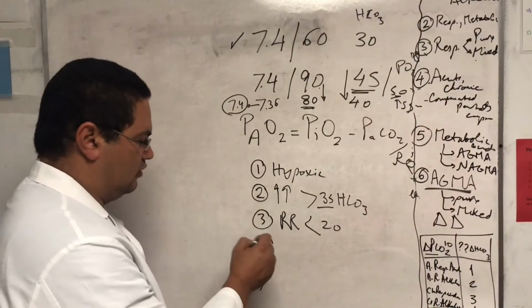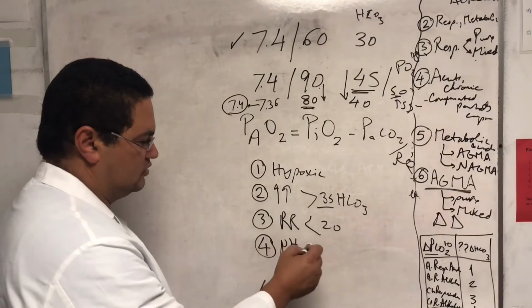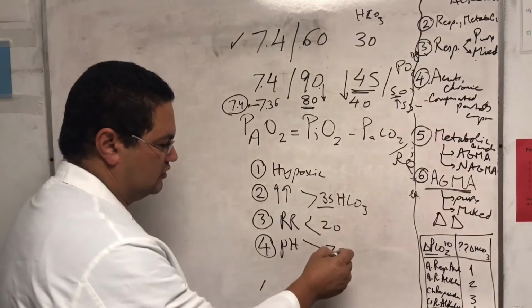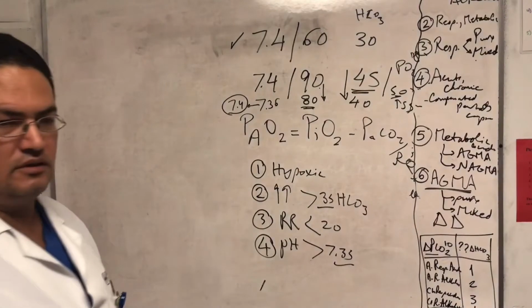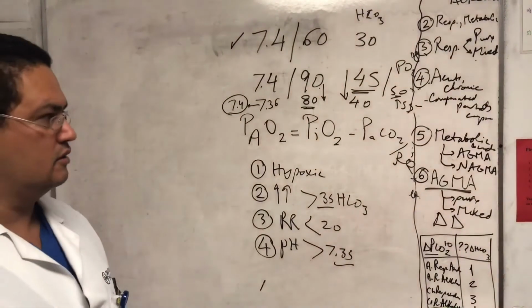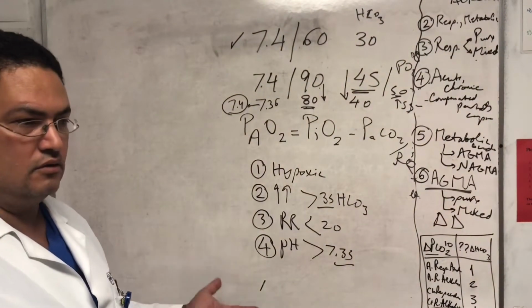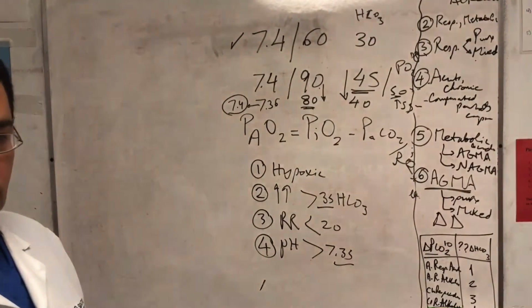And then number 4, the pH has to be more than 7.35. If the patient's pH is less than 7.35, then he's acidotic. If you give him something to make him more acidotic, then you're basically worsening the patient.